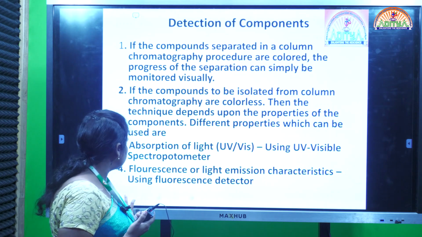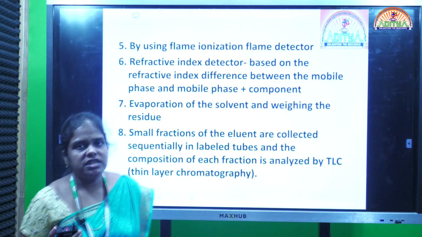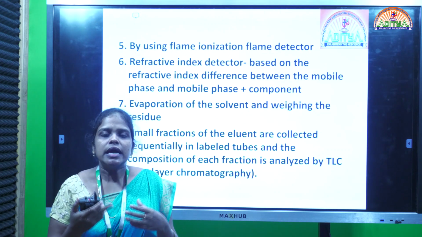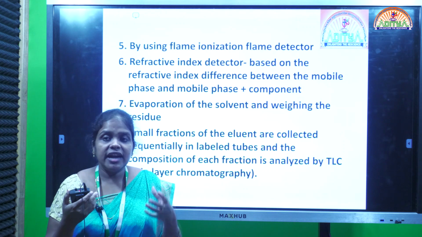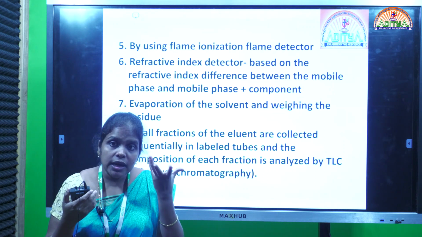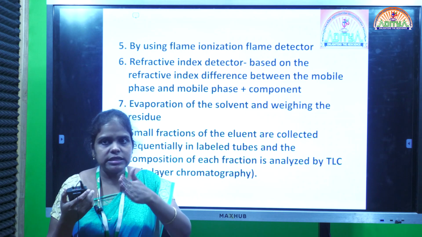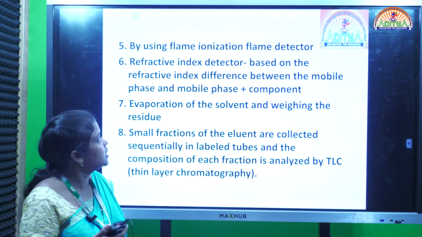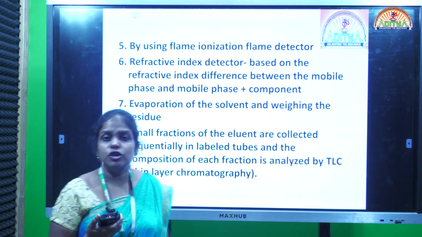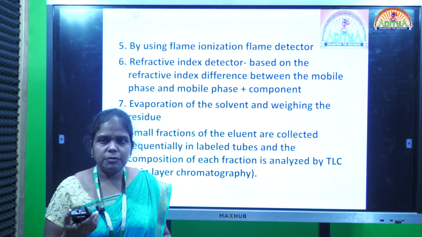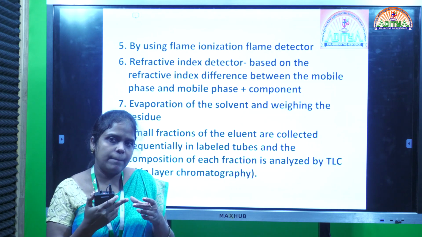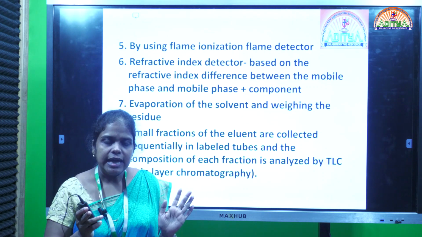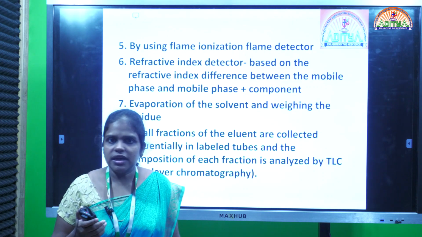And also the other method is by using the flame ionization detector. We will send one flame under that sample, how much sample got burned, and by burning under the flame, how many ions are formed. Based on the different types of ions, you can detect the sample by using the flame ionization detector. And coming to the refractive index detector, you already know, whenever we are passing light through that sample, how much light is refracted or diffracted or scattered. Based on that scattering, you will detect the sample.